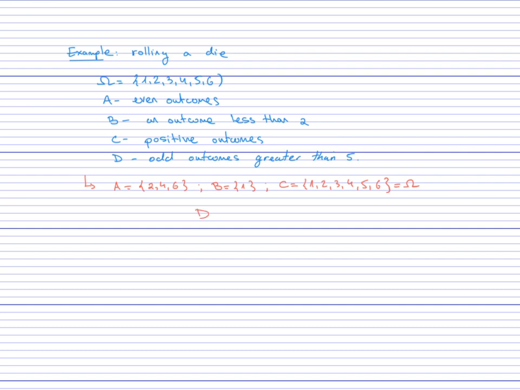D, all outcomes greater than 5. Now, greater than 5, so it means that we don't need to include 5. But then after 5, we have 6. 6 is even, and therefore we need to go to the next one, but we don't really have the next element. Okay, and therefore we don't really have anything in D. That means that D is the empty set. Okay, I hope it's clear now.